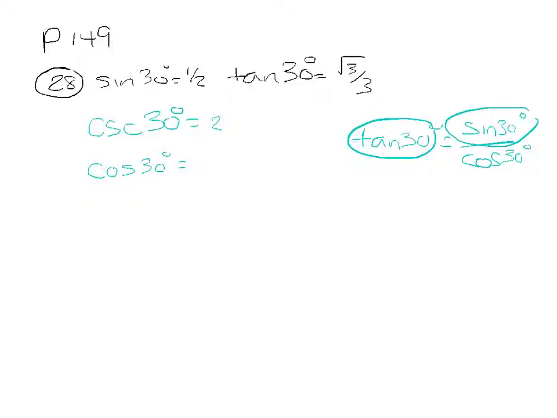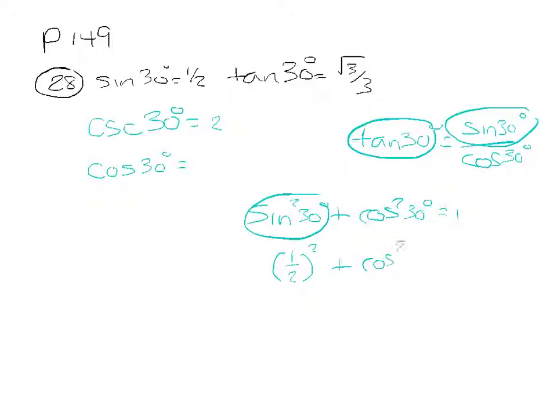Do you remember what I said the number one used one is going to be? The Pythagorean identity. Sine squared plus cosine squared equals 1. Okay, so I know what sine is. Sine is 1/2, so I have 1/2 squared plus cosine squared equals 1. And now I just have to do my math. Okay, 1/2 squared is 1/4. Subtract 1/4. So now cosine squared of 30 degrees equals 3/4.